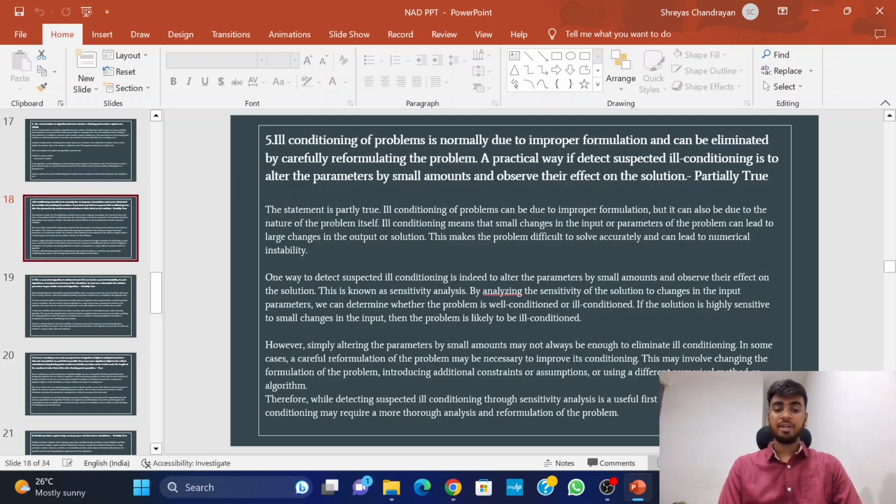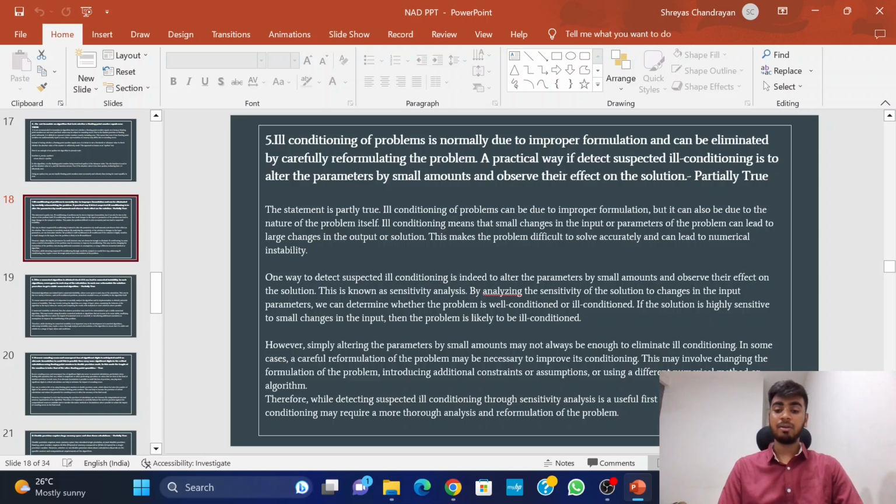In the fifth statement, ill conditioning of a problem is normally due to improper formulation and can be eliminated by carefully reformulating the problem. A practical way, if ill conditioning is suspected, is to alter the parameters by a small amount and observe their effect on the solution. Partially true. The statement is partially true.